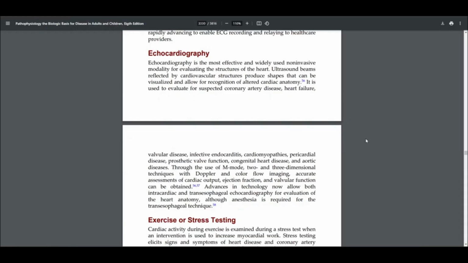Through the use of M-mode, 2 or 3-dimensional techniques with Doppler and color flow imaging, accurate assessment of cardiac output, ejection fraction, and valvular function can be obtained. Advances in technology now allow both intracardiac and transesophageal echocardiography for evaluation of heart anatomy, although anesthesia is required for the transesophageal technique, your TEE.